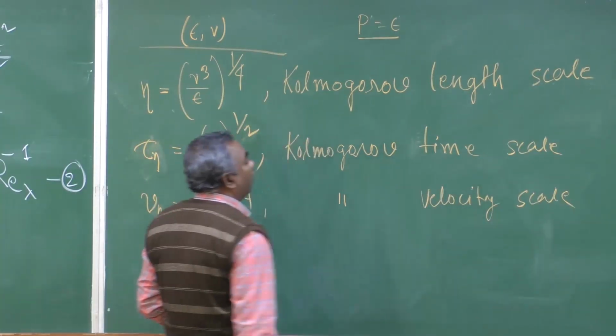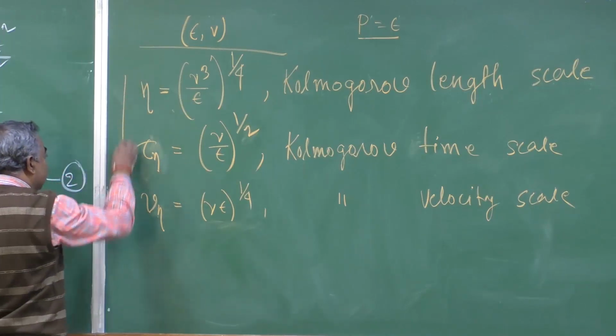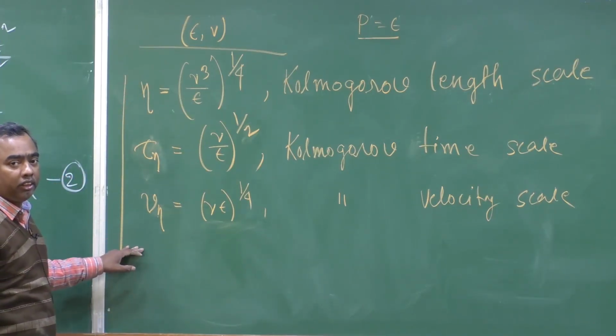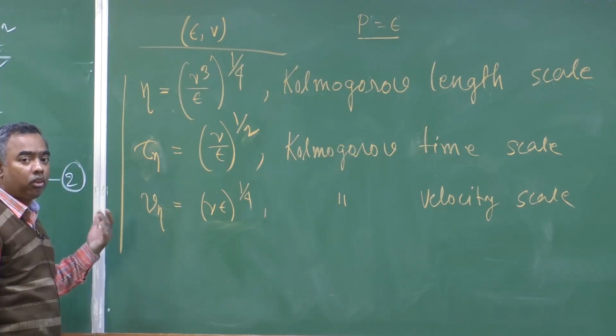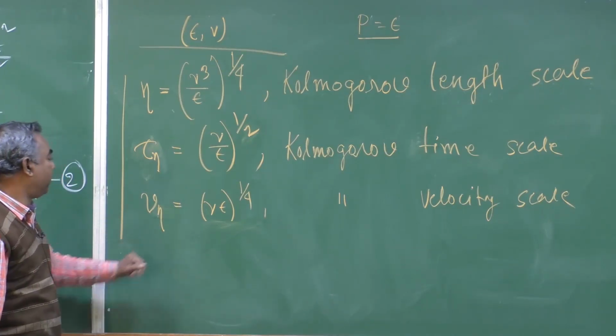So, this is the Kolmogorov velocity scale. Okay. So, these are the scales, keep them in mind. These are the scales at which turbulent dissipation occurs. Okay. So, that is the point here.